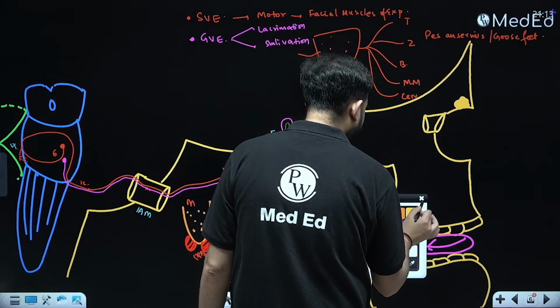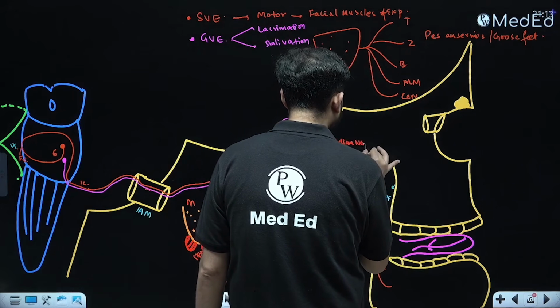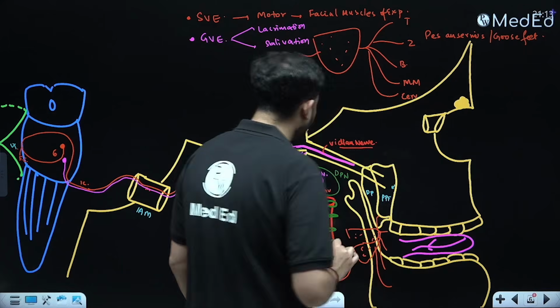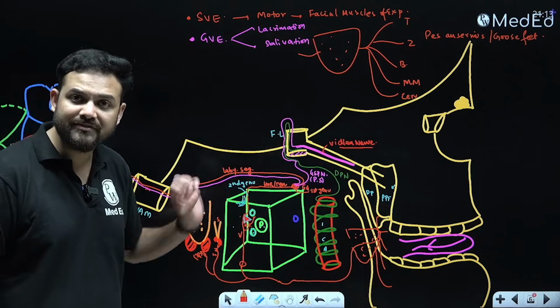So what is the Vidian nerve? This is a very important question. Vidian nerve is a nerve which is made up of parasympathetic fibers of GSPN and the sympathetic fibers of the deep petrosal nerve. They are together called the Vidian nerve.